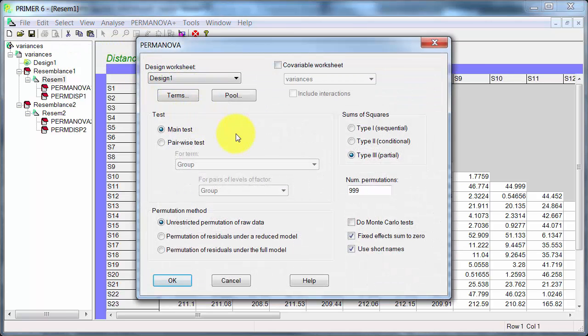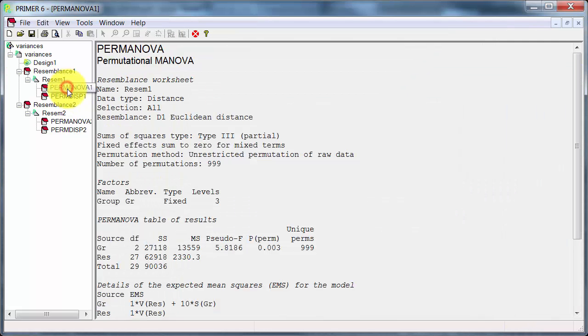So if I go in here and start the PermANOVA, it has picked up the design sheet I want, design 1 for group, and the recommended method here is unrestricted permutation of raw data for one factor. Everything else is left the same. And here's the results.